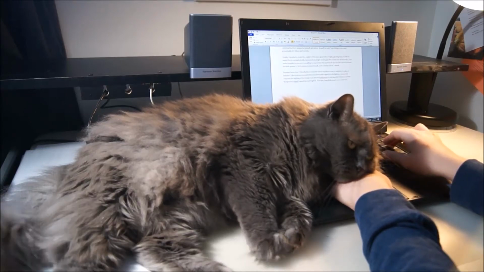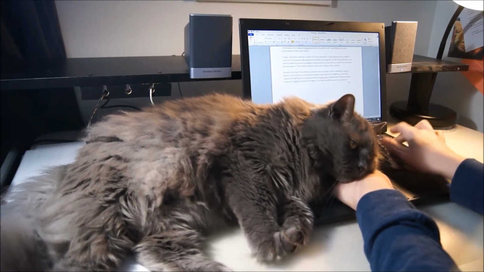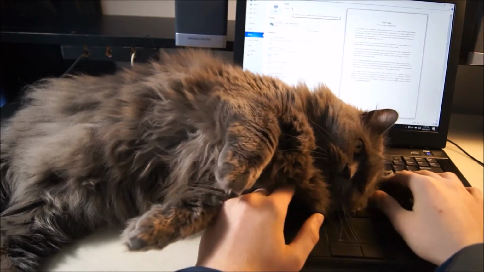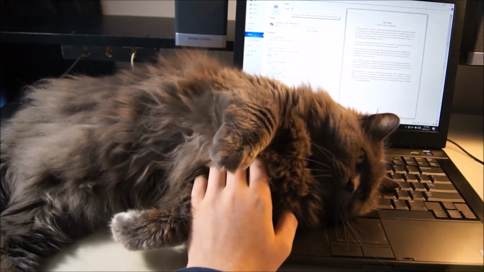I was doing some homework on my computer when Pancake decided to sit right next to me. I realized his fur was getting too long and that it was time for him to get it groomed.